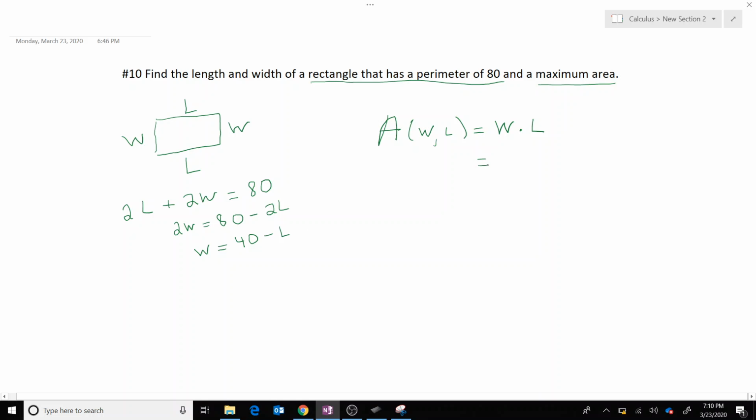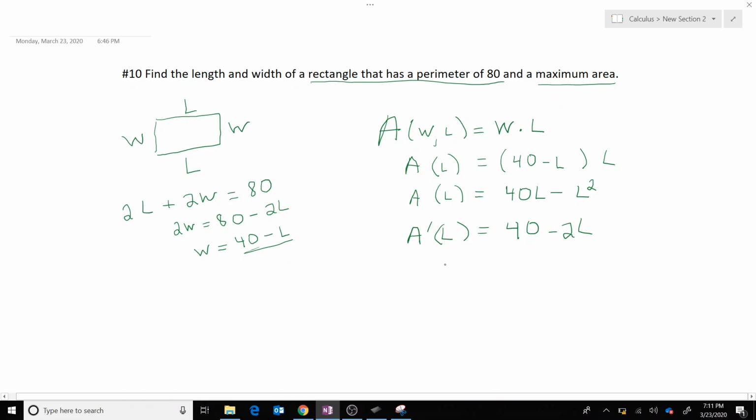I'm going to come over here to my function and rewrite it, but I'm going to write it as just a function of length, not width and length. I know that width is equal to 40 minus length, and so I'm going to stick that in here. Now I've got an area function that has only one variable in it. I'm liking that. I'm going to rewrite this to make it a little easier to take the derivative of. I'm going to distribute that L across there. Now I'm going to take the derivative of that function, A prime, and that would be 40 minus 2L.